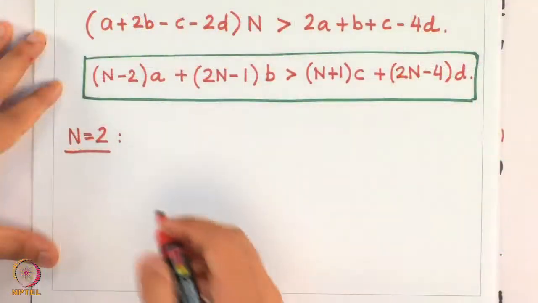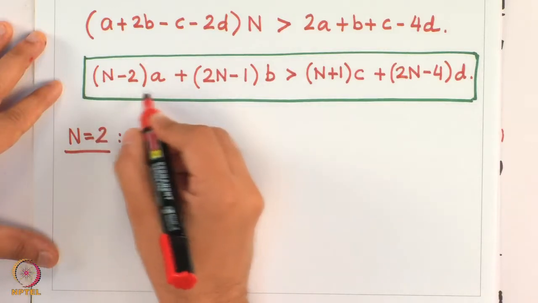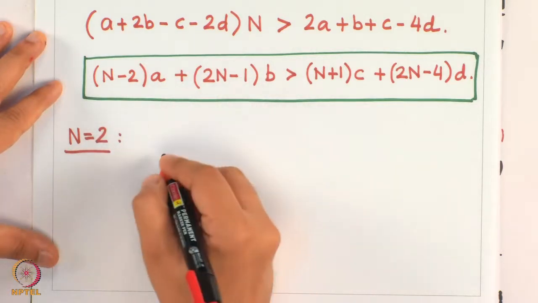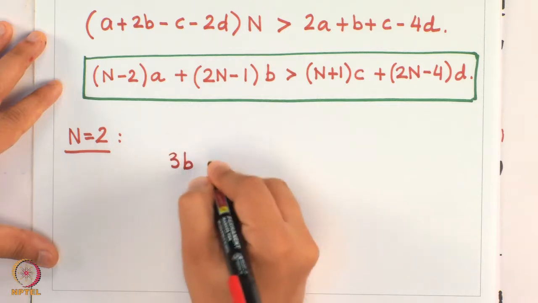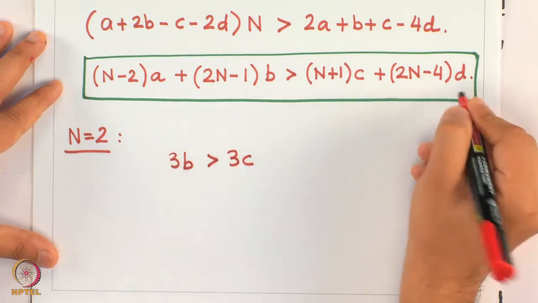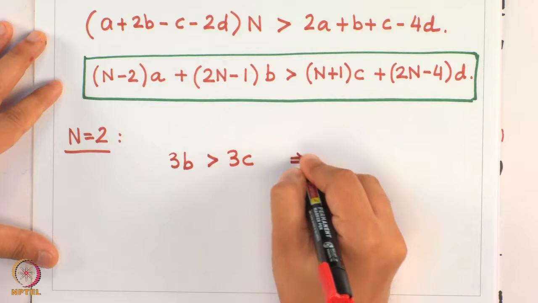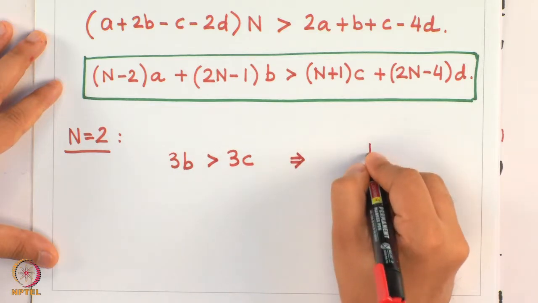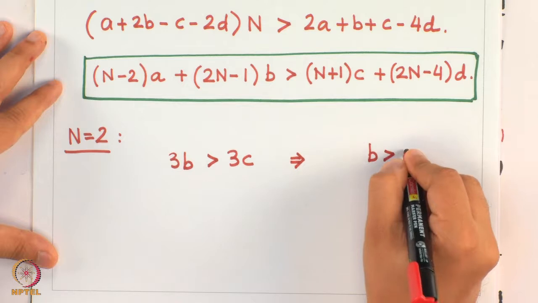But the probability that this mutant is able to outcompete the parent genotype would be more than half if we plug in n equal to 2 in this relationship and derive the condition. When we plug in n equal to 2, the A term drops out, the B term becomes 3 times B, this should be greater than 3 times C, and the D term drops out. So the condition you get for n equal to 2 is simply that B is bigger than C.